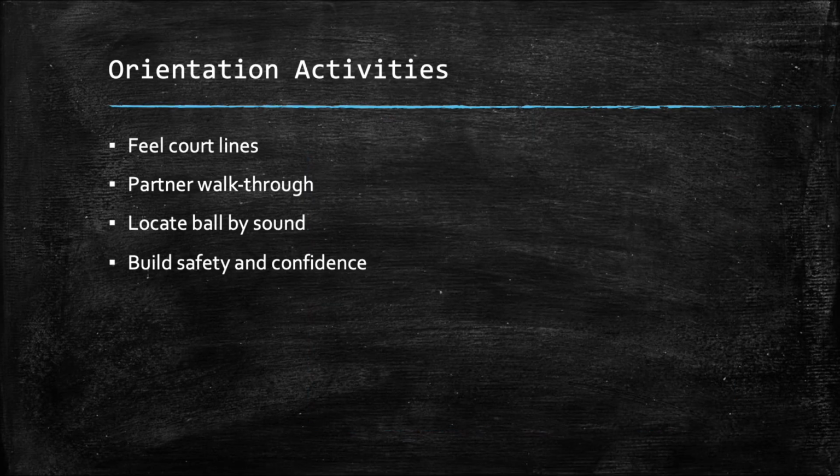In my lesson plan, the first physical activity is not gameplay, but orientation and exploration. Students are given time to feel the court lines, walk the space with a partner, and practice locating the ball through sound. This phase supports safety, confidence, and accessibility. It also reflects good adapted physical activity practice by allowing gradual sensory adjustment.